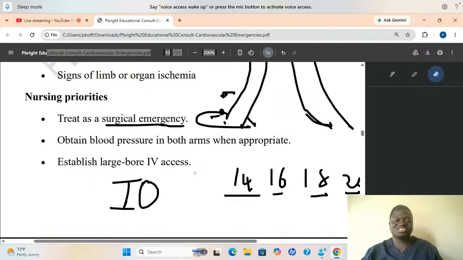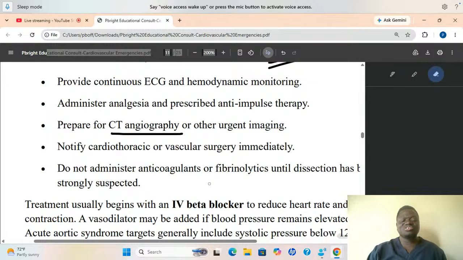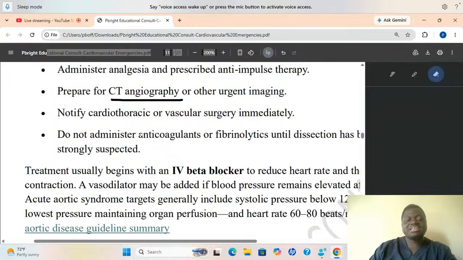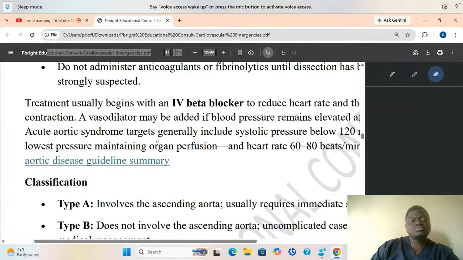Quickly, emergency response. Theater, where are you? Let's go. Notify the cardiothoracic or the vascular surgery team immediately. Do not administer anticoagulant or fibrinolytic until dissection has been ruled out. So treatment usually begins with what? A beta blocker. Nice, gentle one, labetalol.